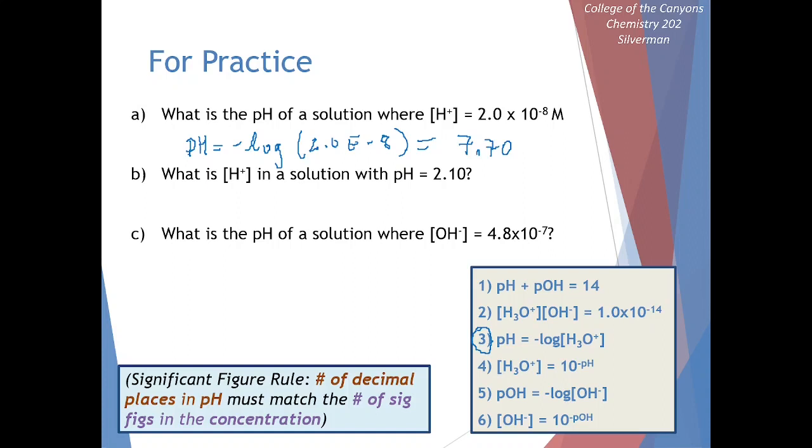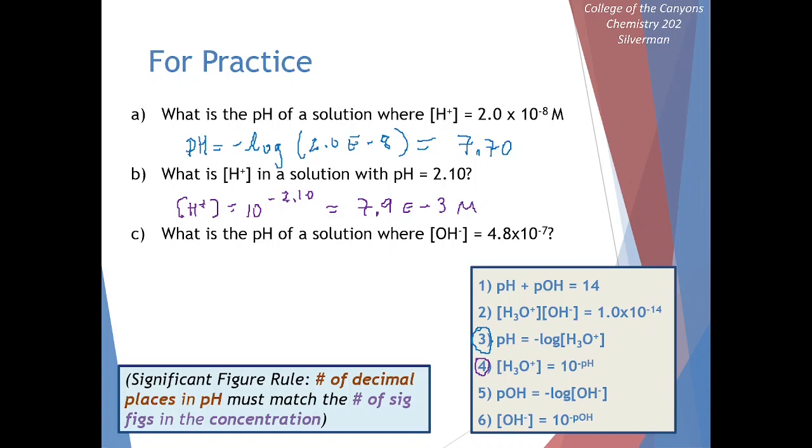For the sig fig rule, we have a note down at the bottom. We want the decimal places in our pH to match up with the total sig figs in our concentration. A new sig fig rule for a new operation. For question B, it seems like this is a good equation to use, number 4 on our list. We know the pH. We want to find the amount of H plus. Let's have the number of sig figs in the concentration equal the number of decimal places in our pH.